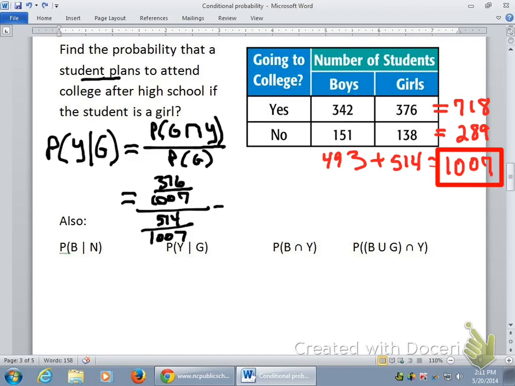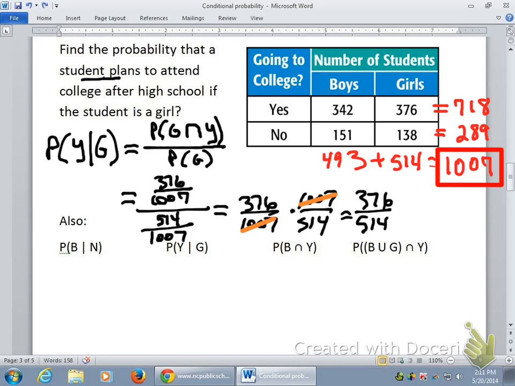So once again, now you just use your fraction rules. 376 over 1007 times 1007 over 514. The 1007s will cancel. And you're left with 376 over 514, which, go ahead and get that as a decimal. It's about 73%. Okay.